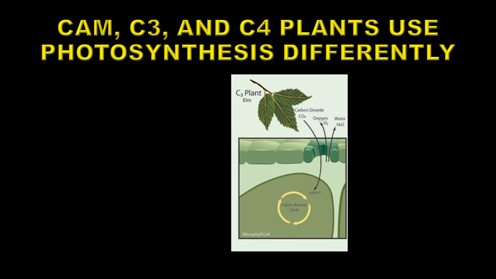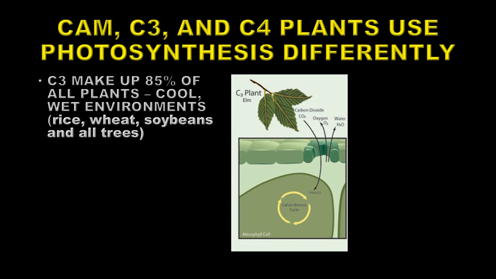There are basically three types of plants. C3 plants, which are about 85% of all plants, like cool, wet environments. These are things like rice, wheat, soybeans, and trees. They have a particular way of achieving photosynthesis.